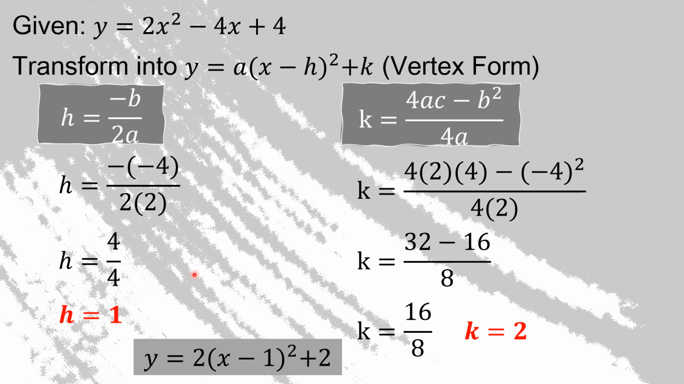So, we transformed this quadratic function into vertex form. So, a is 2, x is still x, minus the h we got, which is 1, squared, and then the k we got is positive 2. So, this is now our vertex form.